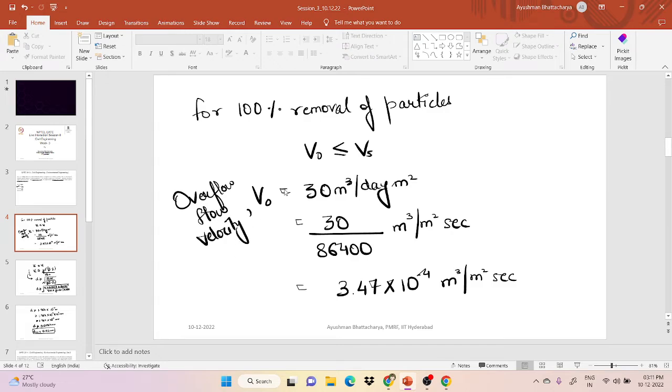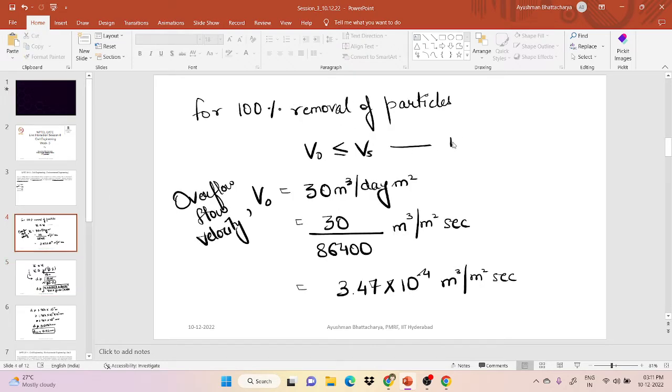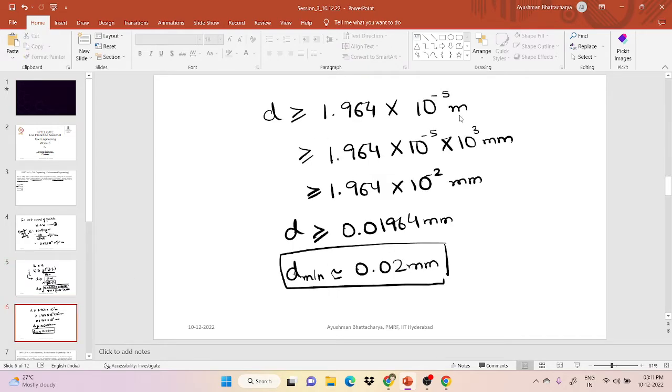Okay, so overflow velocity, now you know. Knowing this, we use equation one. We go back to equation one, where we wrote the formula of settling velocity. Then we rearranged it so that we can get the value of diameter. After rearranging it, we substituted the values, and after substituting, we got the value of d in terms of meter.